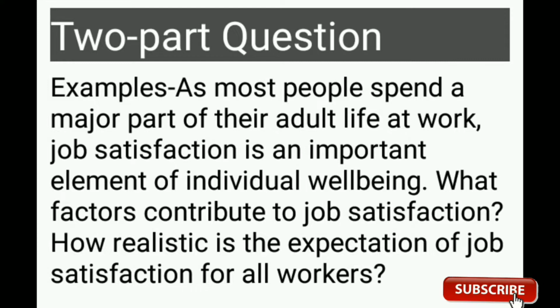Now, in this kind of question, we can see the two questions that are given are not connected. In the first question, they ask us about the factors that contribute to job satisfaction, so they are asking for the reasons, the causes. And in the second part, they're asking how realistic this expectation of job satisfaction is. That is, they're asking about some kind of effect, or what the thing is giving us. They're not connected, as we can see. So basically, the two-part unconnected questions can be of different types. And for answering this, we have to support our answers with examples from our own experiences only.